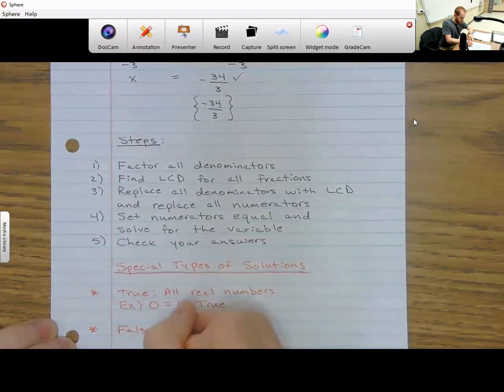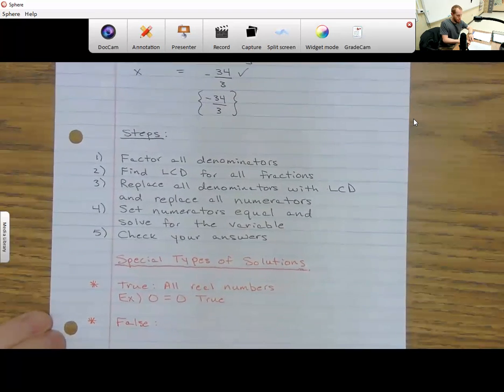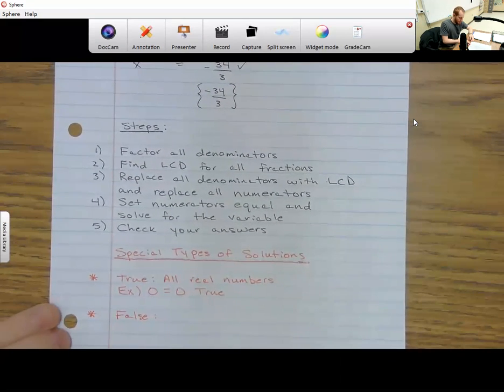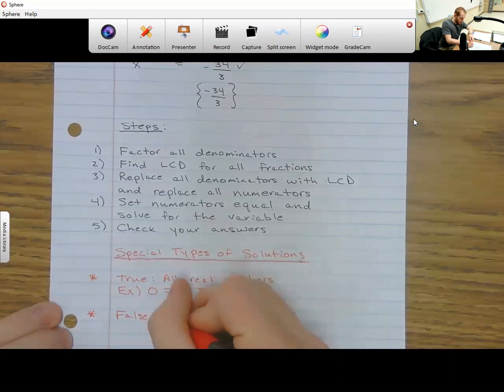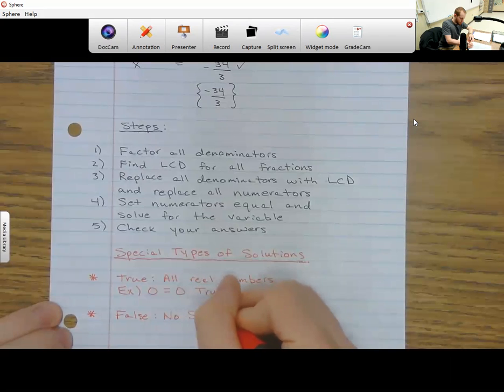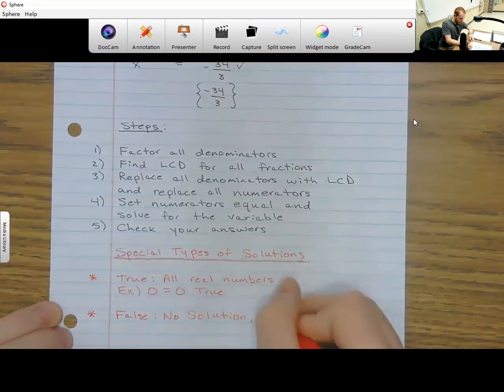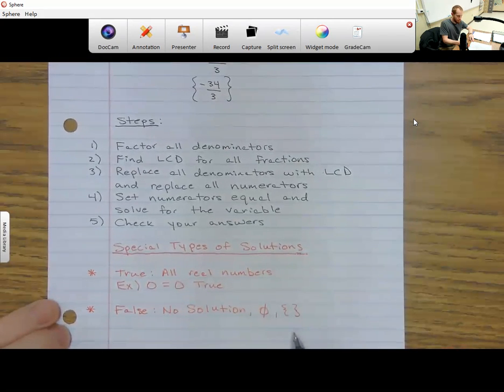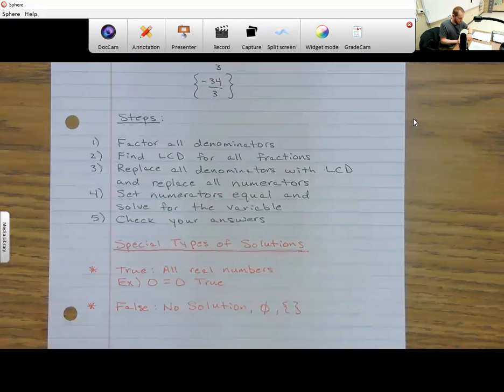A false statement. So if you get a false statement, that's going to mean no solution. So you would write no solution, or you could write the empty set. You could write it like this, or you could write it like this. So no solution would be a false statement.